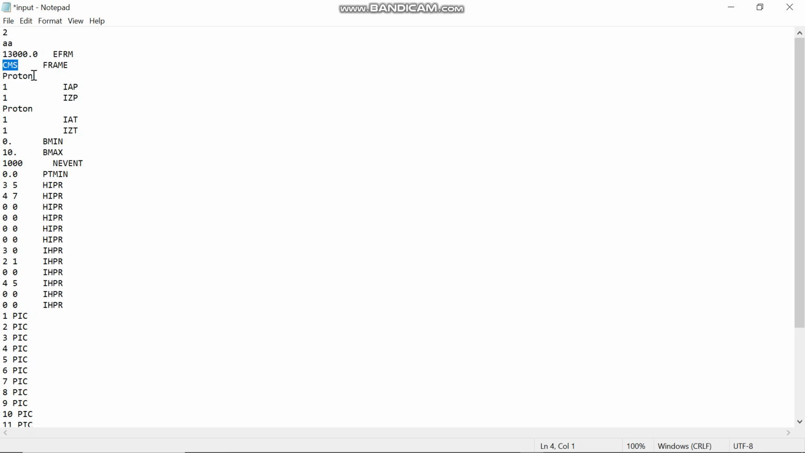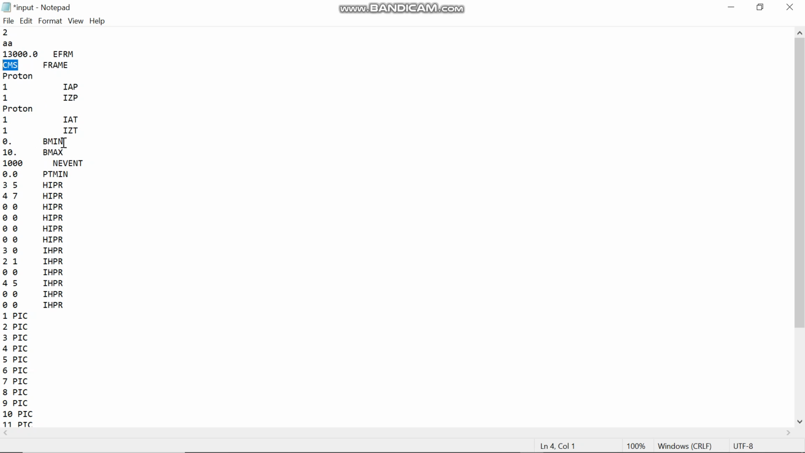And we have to collide proton with proton. So we are using collision between proton and proton. IAB and IZB: IAB is basically the mass number, IZB is the atomic number of the proton, one and one. And we have to collide with the target. This is our projectile; the projectile particle is proton, and our target particle is also proton. That's why we are using IAT and IZT. We are colliding proton and proton, that's why you can see here, and our frame of reference is CMS and we are using energy 13 tera electron volts.